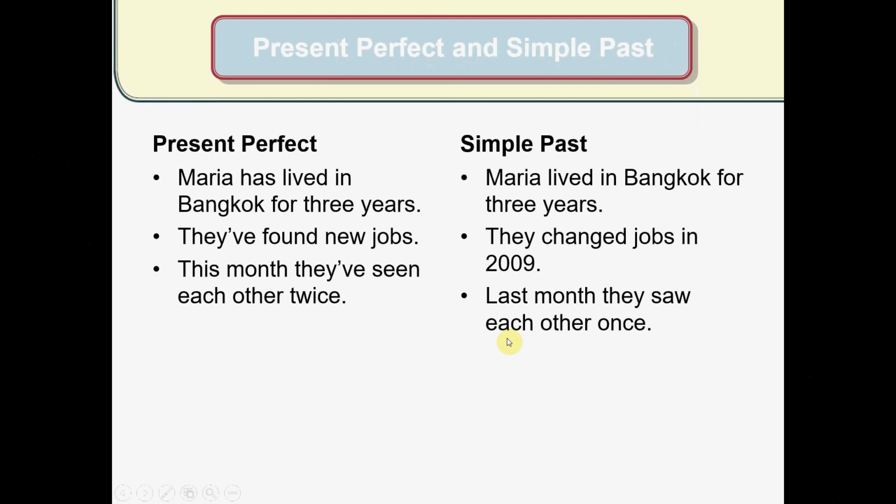Now, which example focuses on what happened and when it happened? Again, obviously, the one that uses the simple past. Okay? Now, which example focuses on what happened only? The one that uses the present perfect. Okay. Last two sentences. This month, they've seen each other twice. Last month, they saw each other once.